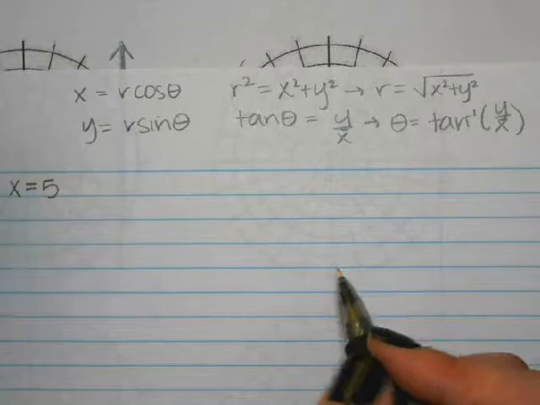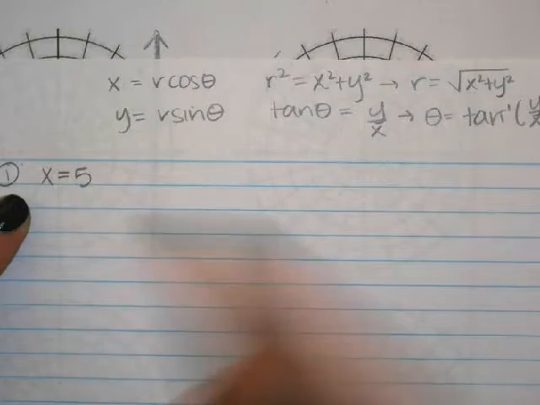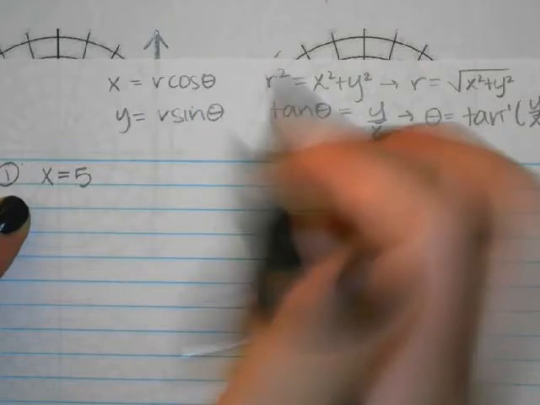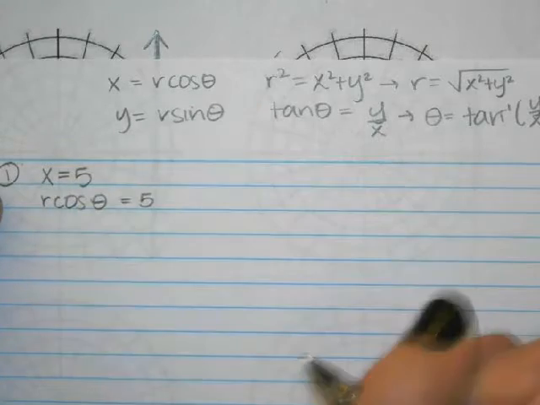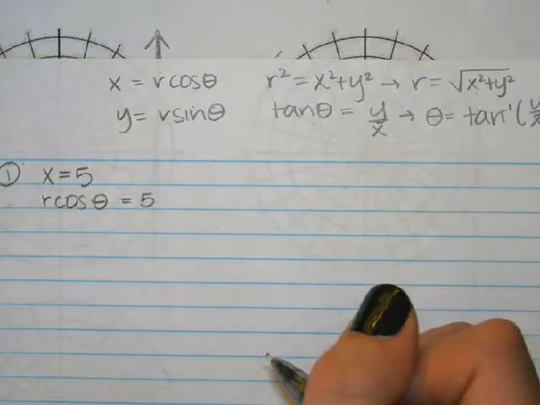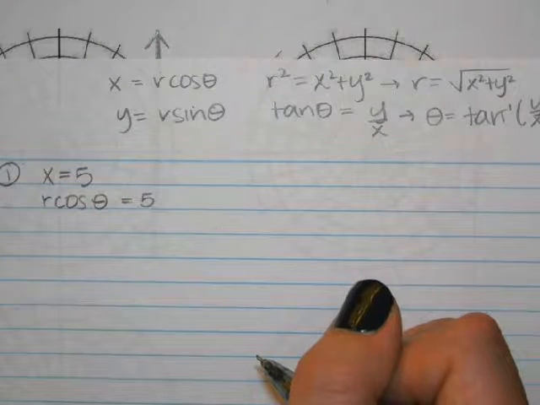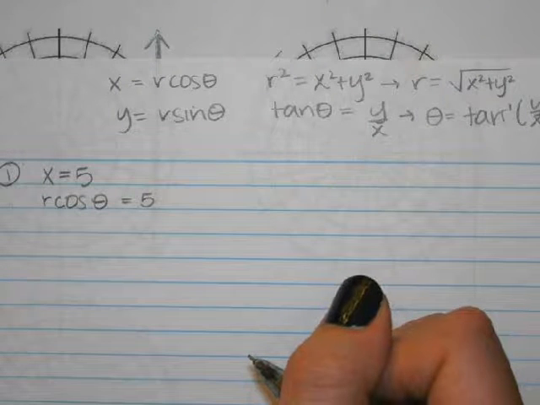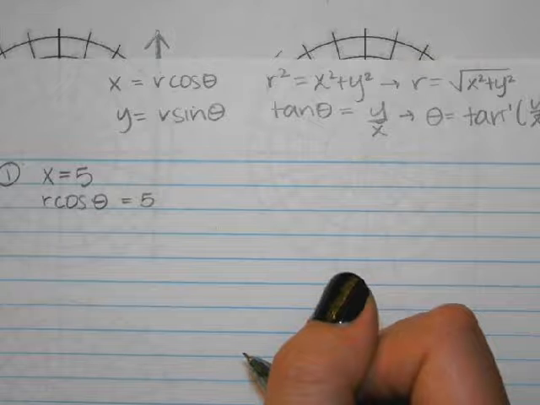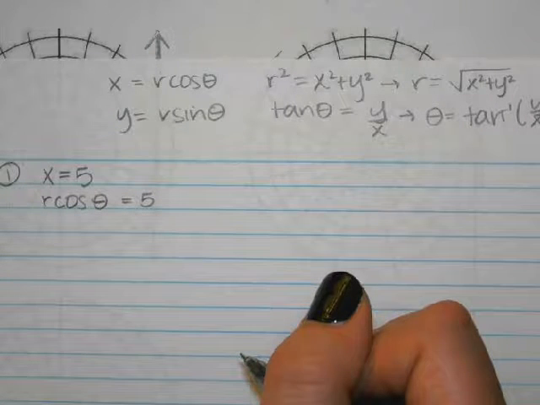So here we have x equals 5. What formula am I going to use to substitute? r cos theta. So I'm going to say r cos theta equals 5. And if you recall from the video, we make our substitutions, we get our recognizable equation. Polar equations are always in the form r equals something. There's one exception to that, we'll do that in a little bit. But for the most part, they're r equals something.